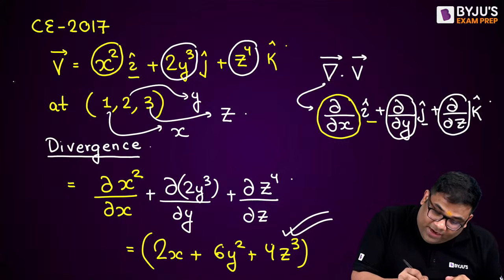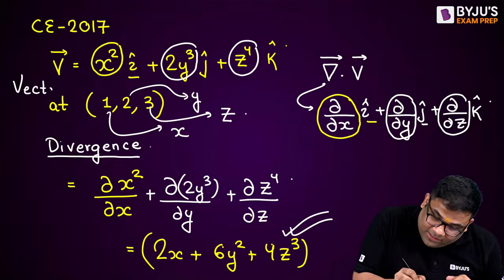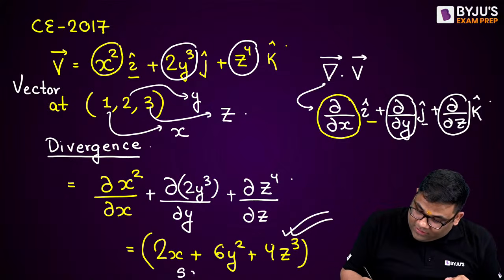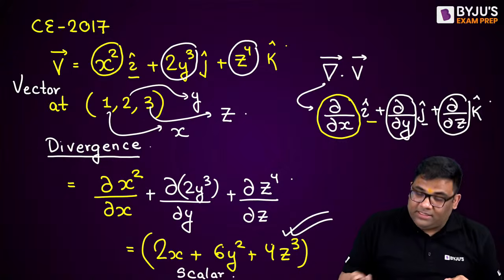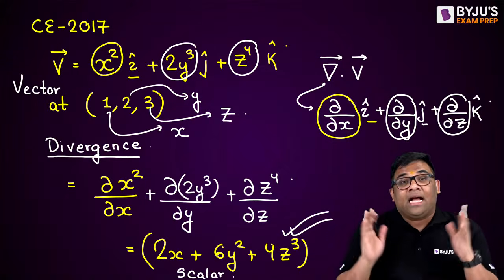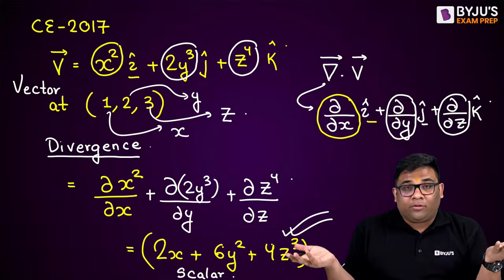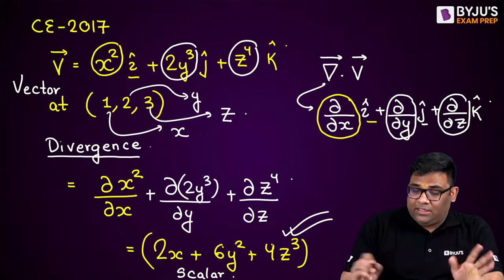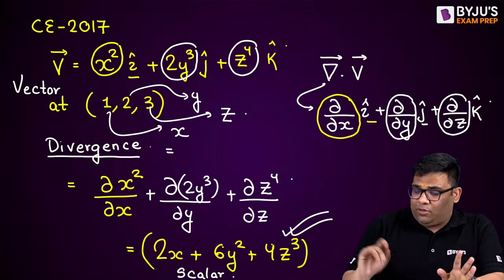Divergence acts on a vector function and converts it into what? A scalar function. Now the value of the scalar function is asked. They can ask the expression also, they can ask the value also. So very straightforward question, right? So what is the answer? Just put the values and give me. I am not solving for you.